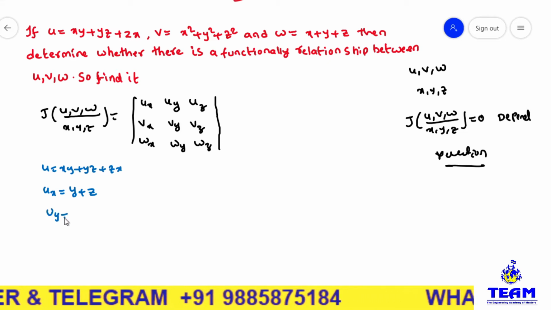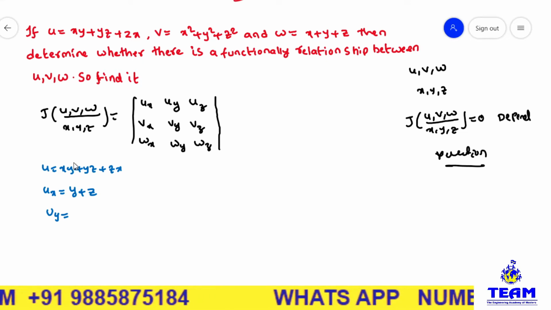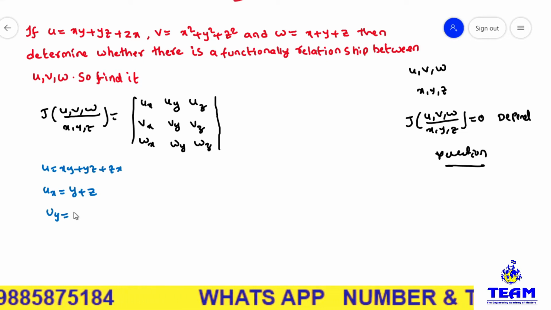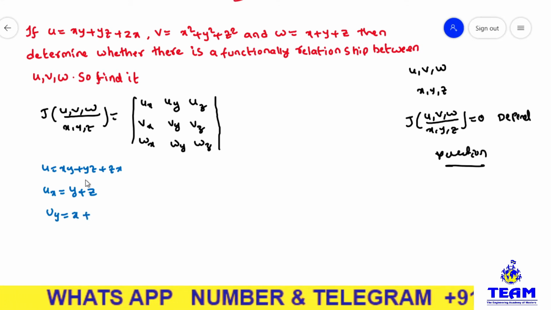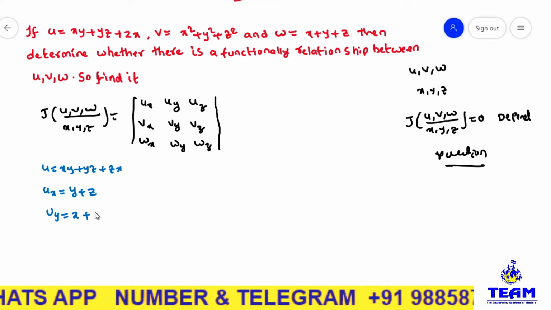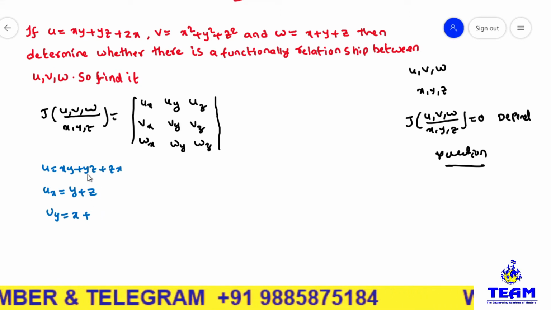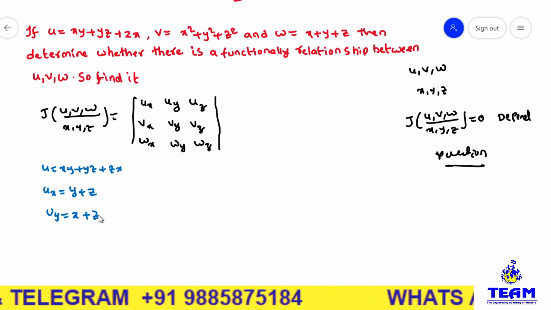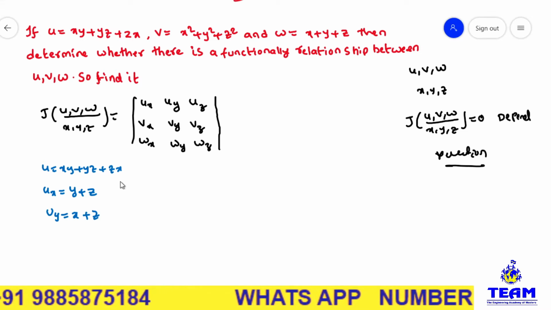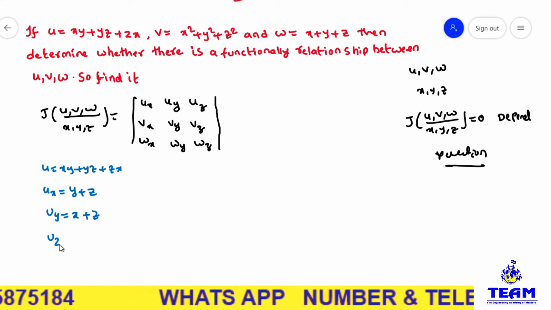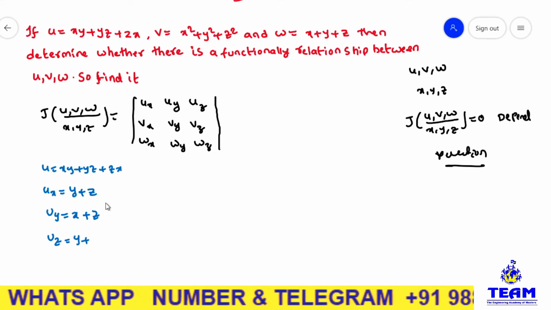Now dou u by dou y. I am differentiating these three terms partially with respect to y. The first term contains y, so the y derivative is 1 into x, plus, differentiating yz partially with respect to y, z is independent of y, so you can treat it as a constant. The y derivative is 1, so we get x plus z. Is there any y term in zx? No, so this is independent of y and the derivative will be 0. Similarly, dou u by dou z: this is 0, this is y, and this is x.